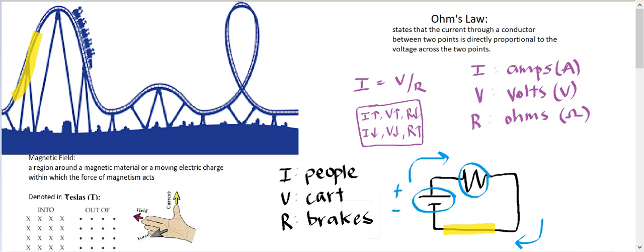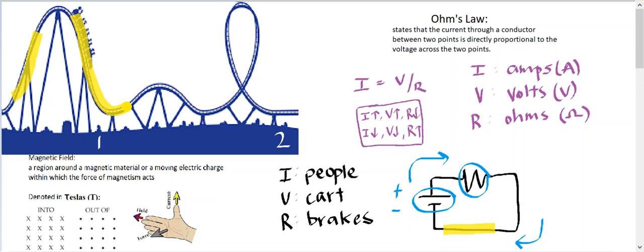So when you're watching a roller coaster, say person 1 is standing here watching the roller coaster and person 2 over here. Once this roller coaster drops, person 1 will feel a gust of wind, but person 2 will not. It's because person 1 is within that certain area to be able to feel that wind. The area that you have to be standing close enough to a roller coaster to feel the wind as it rushes by is analogous to a magnetic field. A magnetic field is a region around a magnetic material, in this case either the wire in the circuit or the track, or moving electric charge within which the force of magnetism acts.